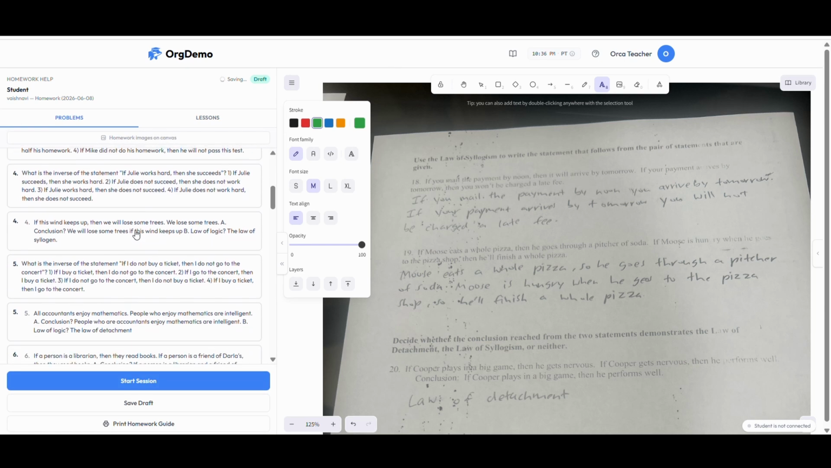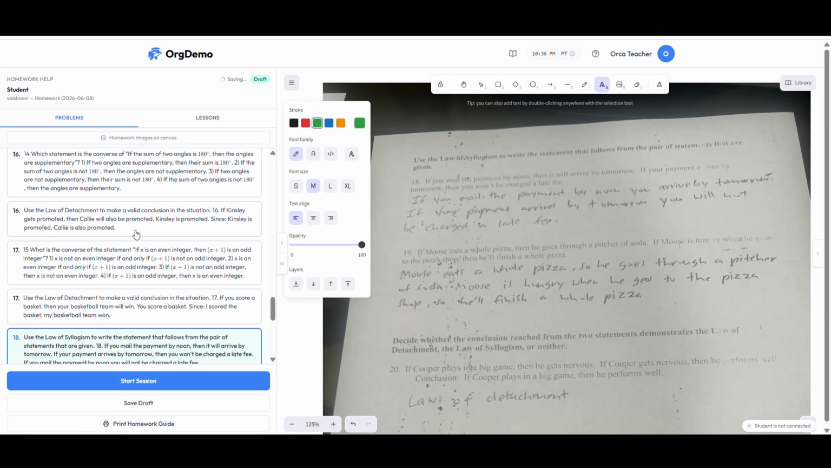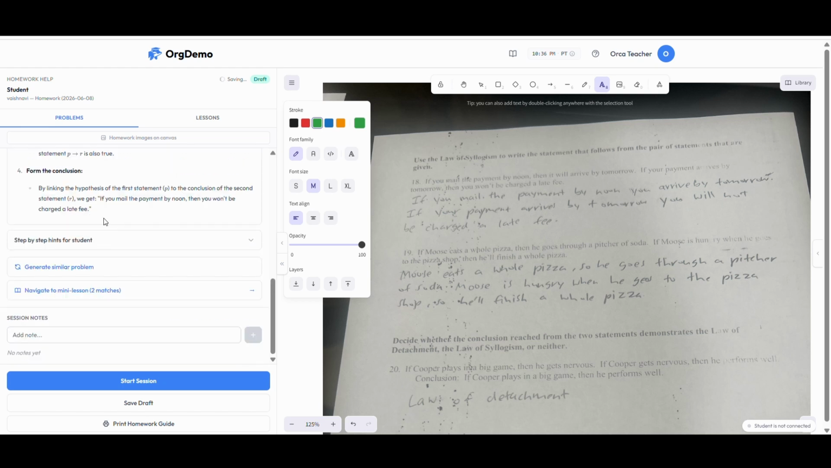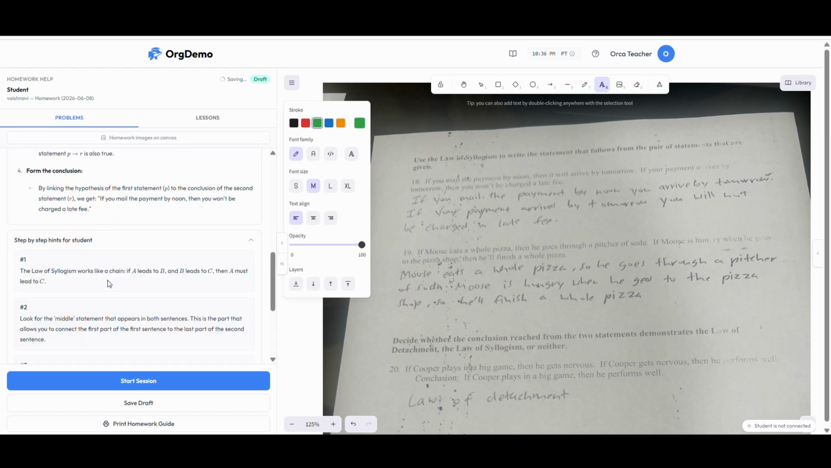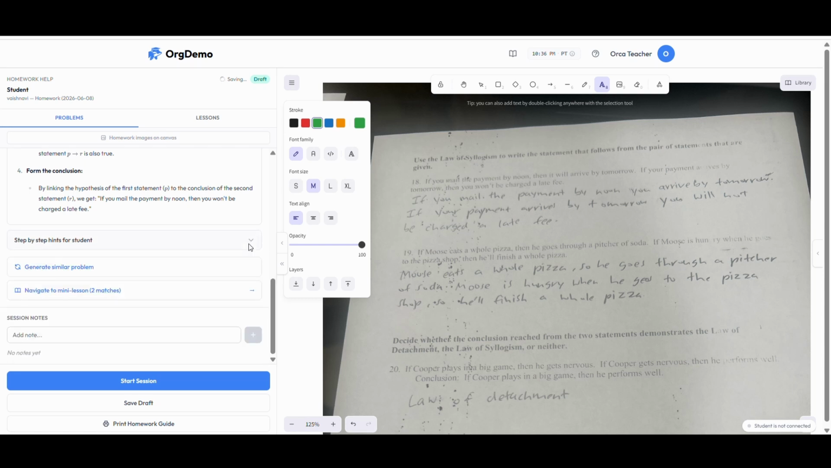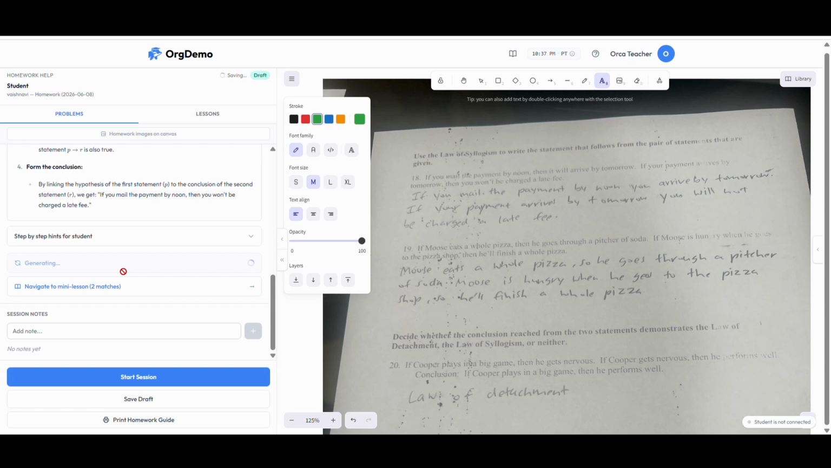So what I can do is go back to that problem. Let's see, problem 18. First of all, I have a step-by-step hint guide for this student. So when I review with them, I can go over that. But I don't like to spoon feed my student all the time, right? I think what I generally like to do is start with a problem that I go through with them and then go over the specific homework. So I can use this generate similar problem feature that Lesson Orca offers in order to ensure that I have something to work with that I can break down step by step.